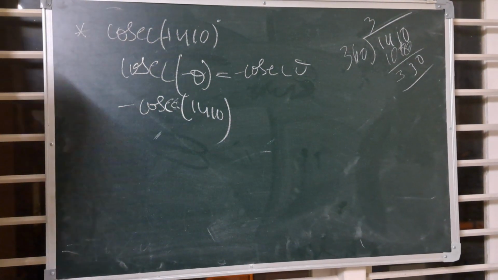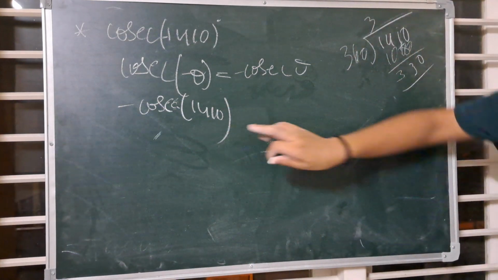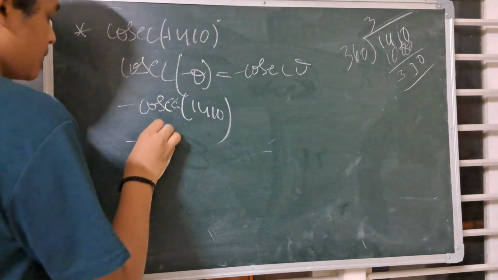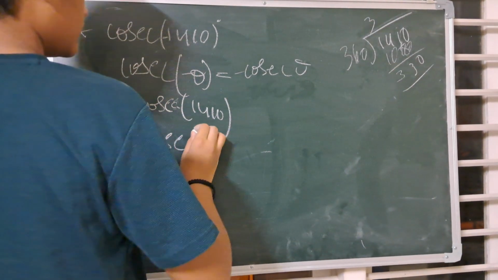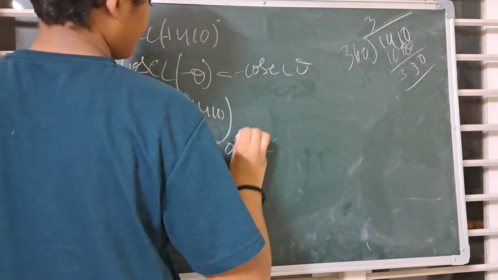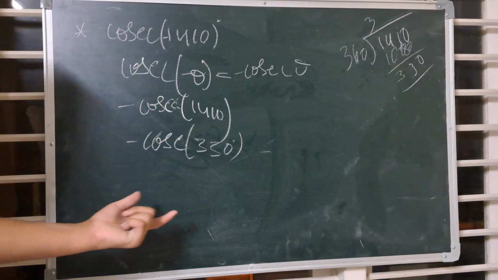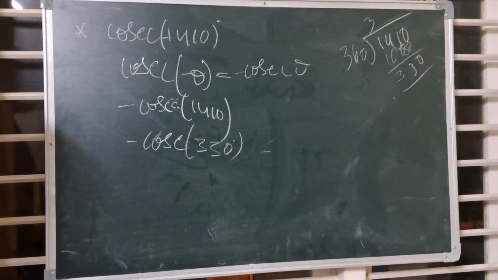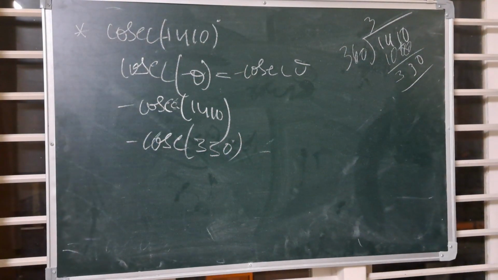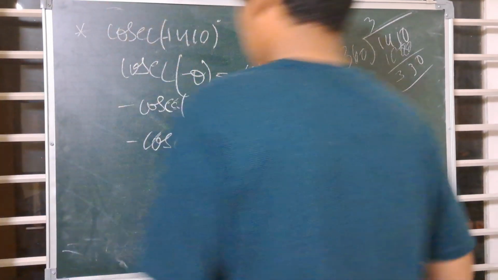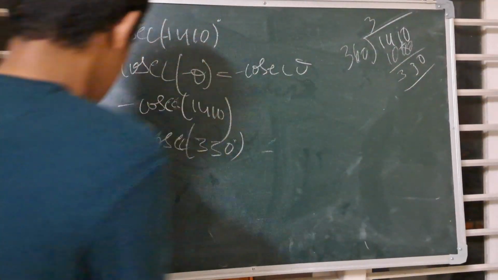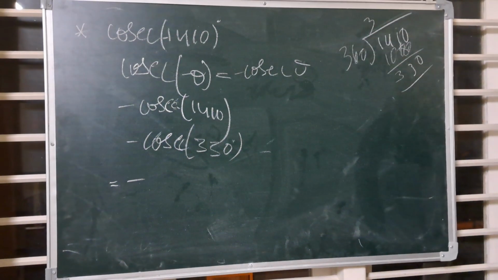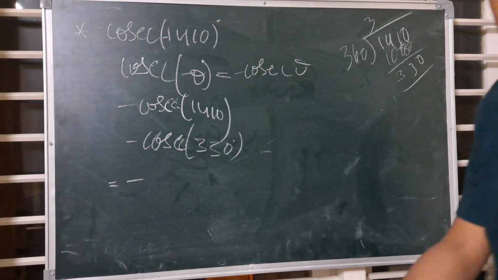So now in place of 1410 we will write cosecant 330 degree. So minus cosecant 330 degree. So how to find the value of cosecant 330 degree? We keep this minus common, same. Now cosecant 330 can be written as 360 minus 30.